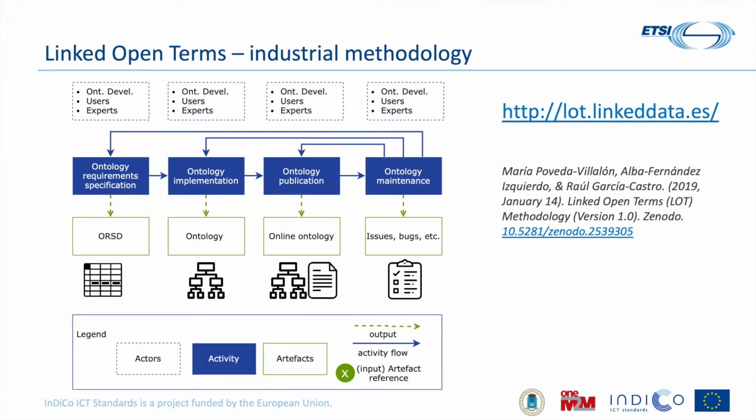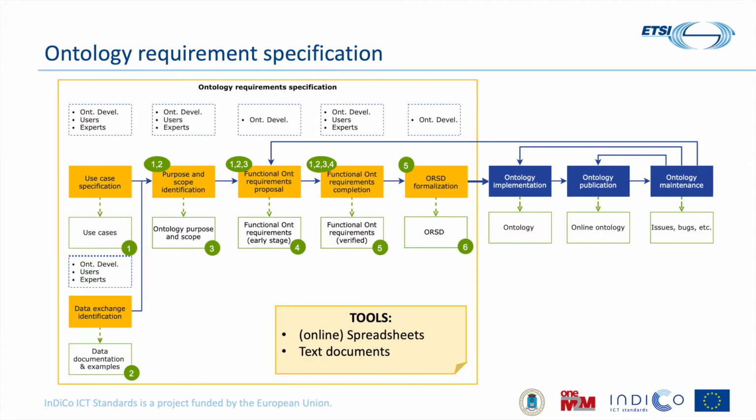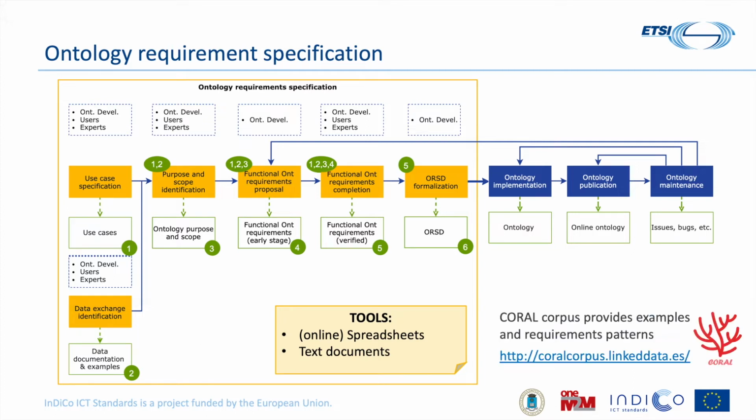Let's get into the details about the ontology requirements specification activity. The goal of this activity is to have a list of requirements that the ontology should fulfill. For doing so, the ontology developers, experts, and potentially users will have meetings to understand which are the needs for the ontology and write them down using spreadsheets, which could be online or local ones, or other types of text documents. For having an idea of some examples of how to write ontology requirements, the Coral Corpus provides examples for 12 ontologies online.